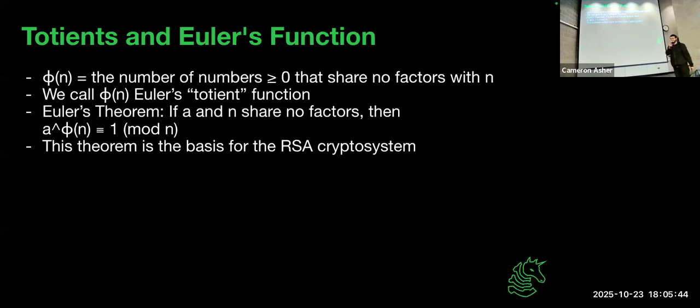For this we use Euler's theorem. What it says is that we let phi(n) be the number of numbers less than n that don't share any factors with n. So for example, 6 and 3 wouldn't work, but 6 and 5 would work. We call that the totient function. And Euler's theorem says that if a and n share no factors, they're coprime, then a to the phi(n) is always 1 mod n. And this is the basis for RSA.